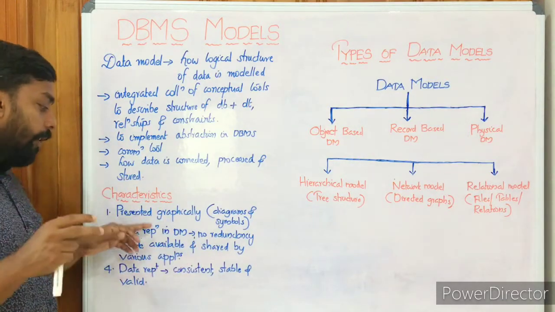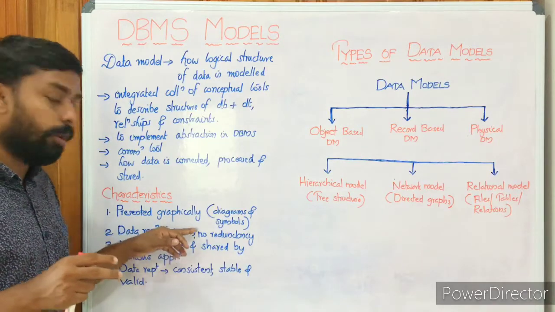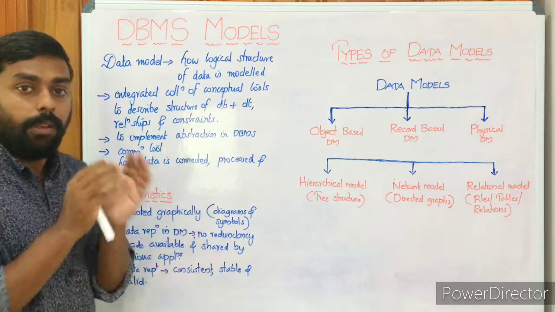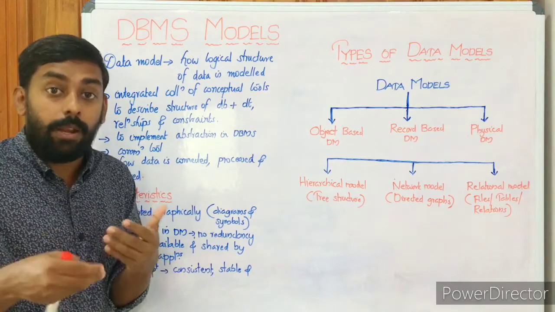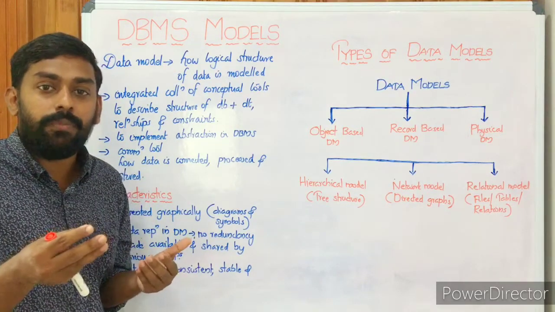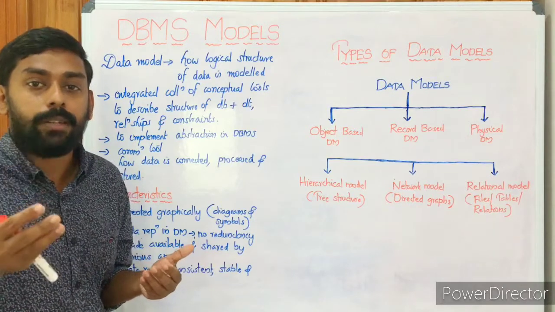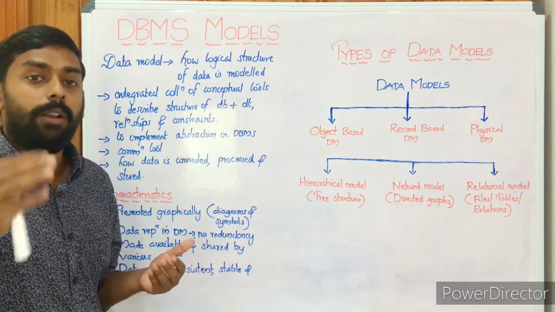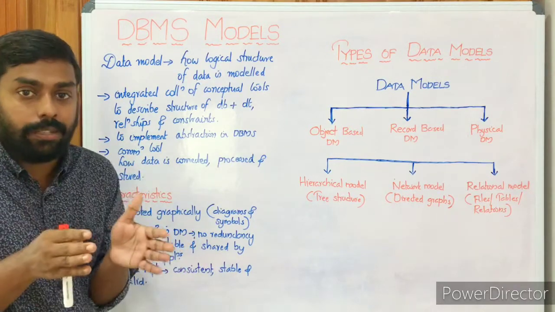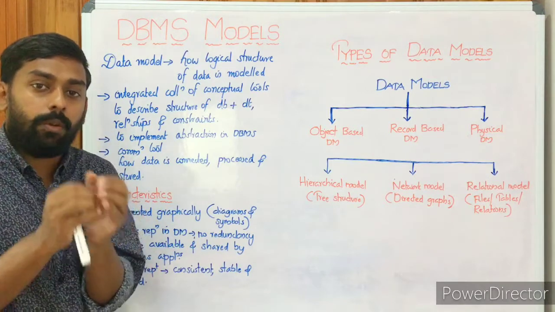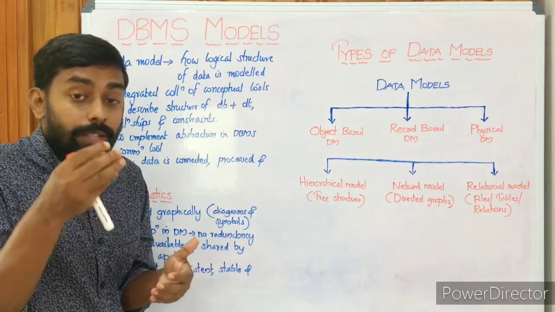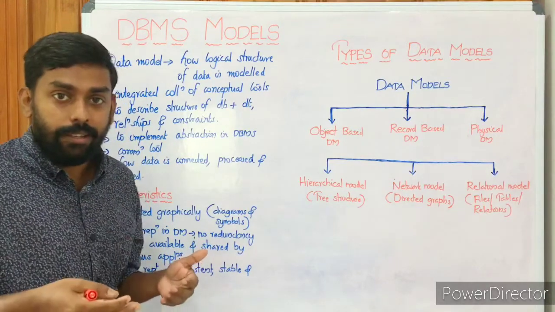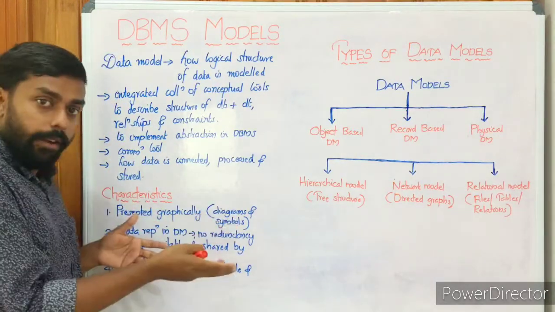And the second point is that a data model should have no redundancy. Defining or developing the data model is the initial stage of developing the database management system, the way we store and process data. So at the initial stage itself, we have to start avoiding redundancy. So it should have no redundancy.